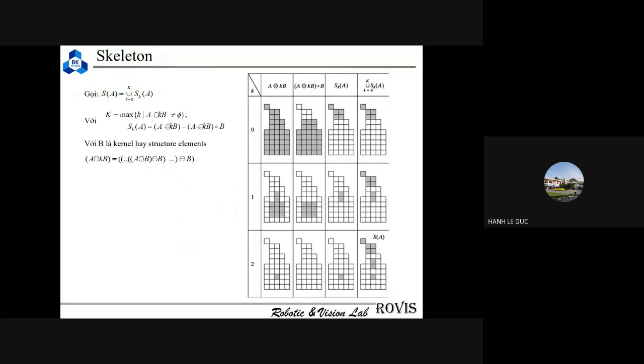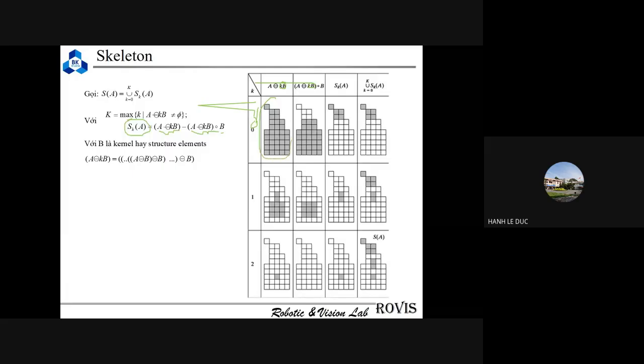So here you can see S_K(A) is what? A erode kB, right? Minus here, right? A erode kB. Okay, so let's see. If K becomes 0, so what is it? A erode 0B, right? K multiplied by B is 0, and this one is 0 also. So this one is the original image, right? Original image. And this one is still original.